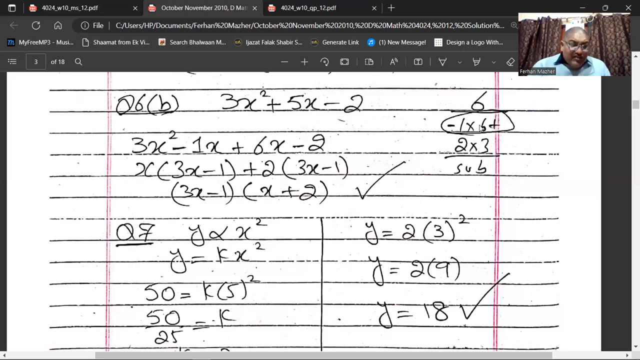So it will be 3x squared minus 1x plus 6x minus 2. So take the x common, so you will have 3x minus 1 in one bracket. From the last two terms, I can take 2 common, so in the bracket you will have 3x minus 1. So 3x minus 1 will be common. From the other side, you will get x plus 2 in that expression. So this is how this is done.